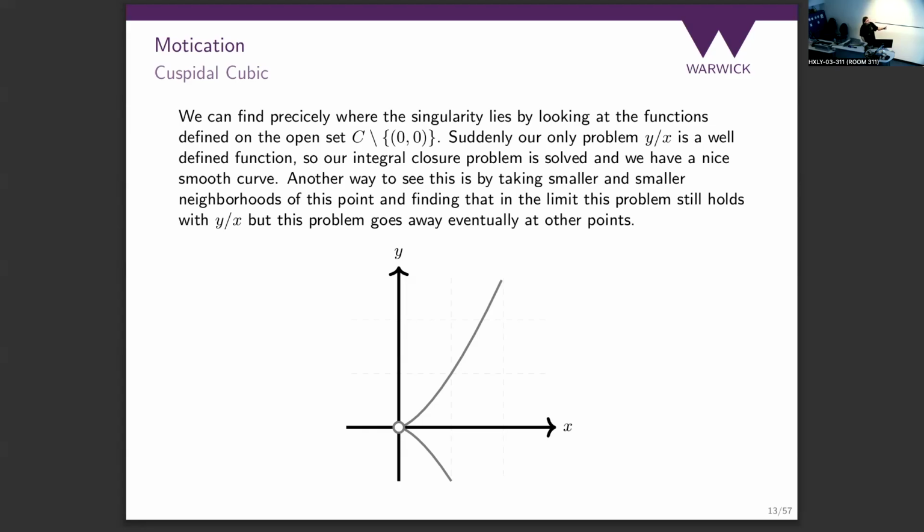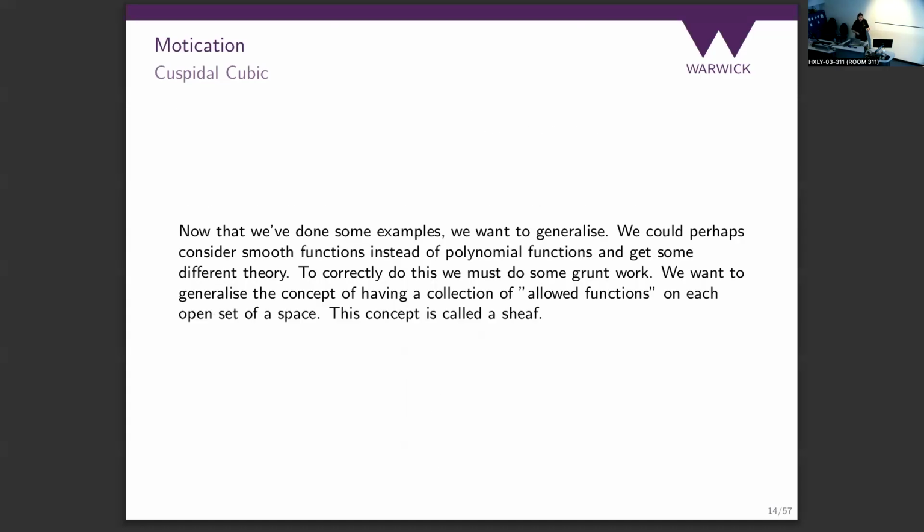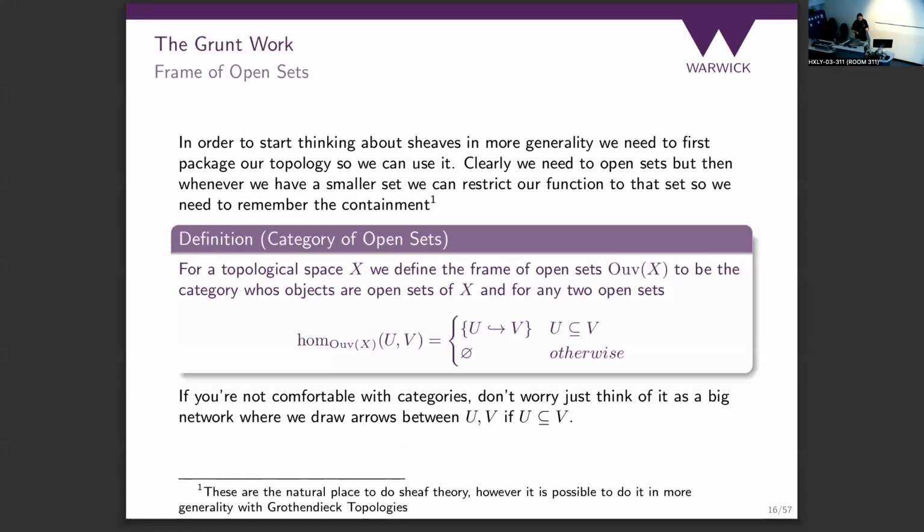So what structure did we really use? We used the functions on the space, and we used the functions on an open subset of the space, right? Because that let us separate our problem into this point and other points. So we can generalize this. The first thing we want to do is package our open sets into a nice place. So we have what's called a category of a topological space.